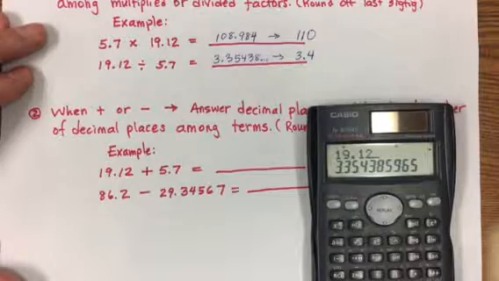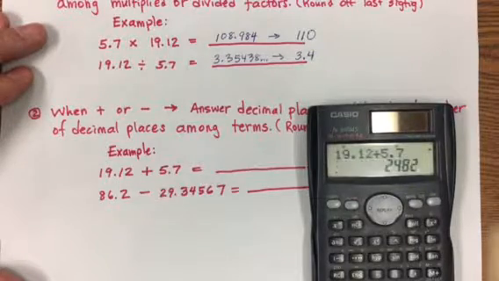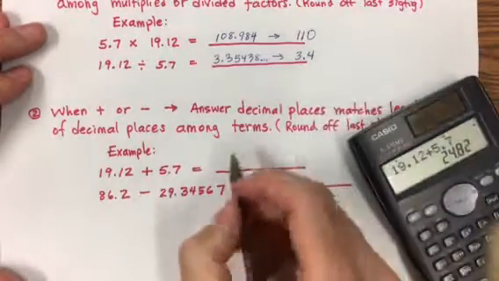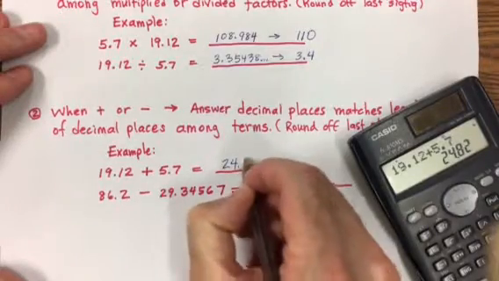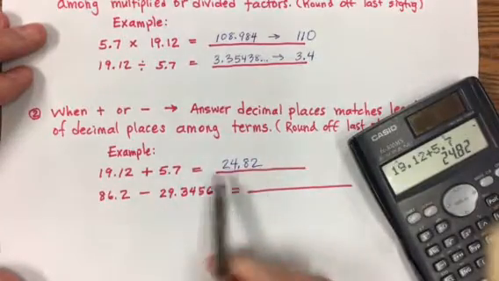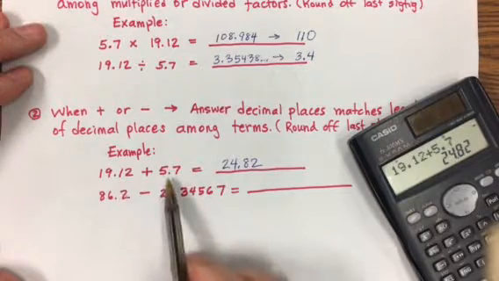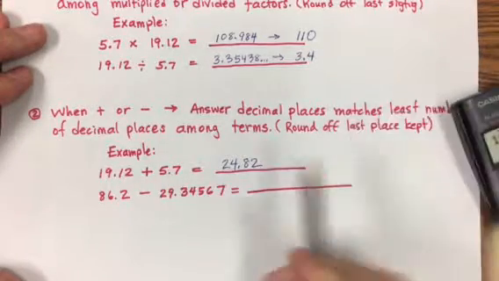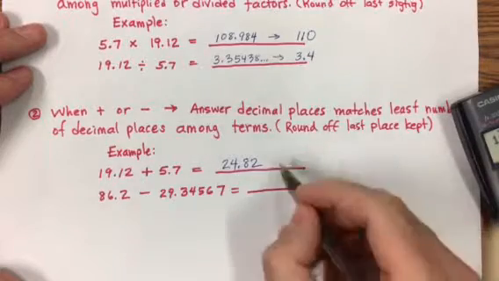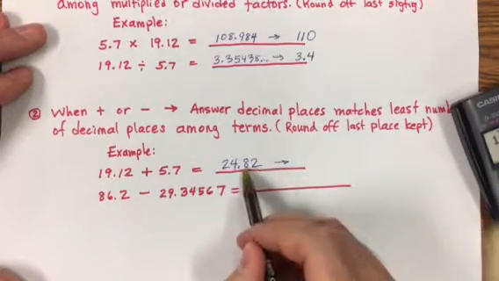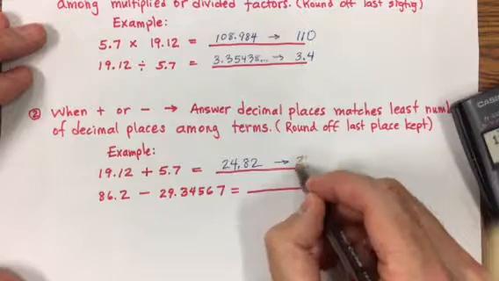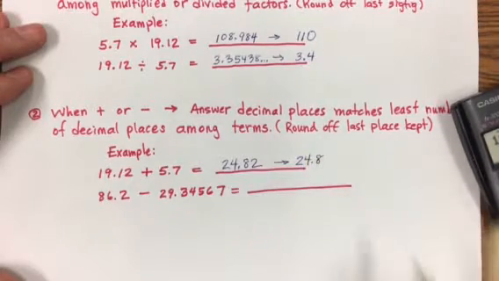So I'm only going to keep 1 decimal place in my answer, and it looks something like this. 19.12 plus 5.7 equals 24.82. But I can only keep the least number of decimal places among my terms. So I'm going to have to let that 8 be my last digit, and I'll keep it as 8 since it's followed by 2: 24.8.